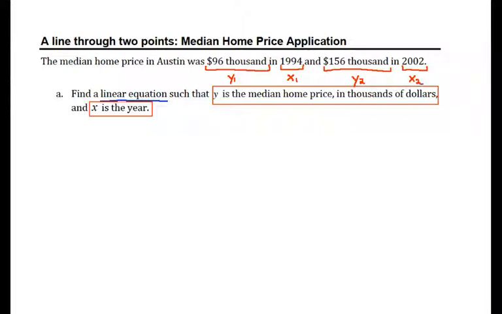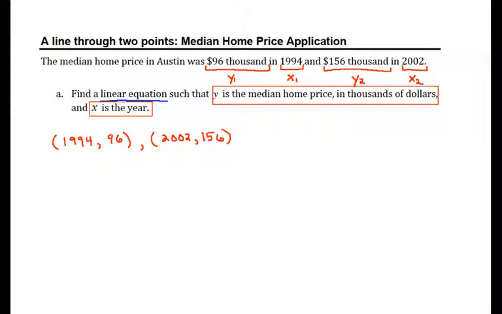And this is starting to look probably more familiar now as the problem of finding an equation of a line given 2 points. X1, Y1 is 1994, which is the year, and 96. I'm not going to put it in thousands because the units are already supposed to be in thousands of dollars. And the other point, 2002, and 156.